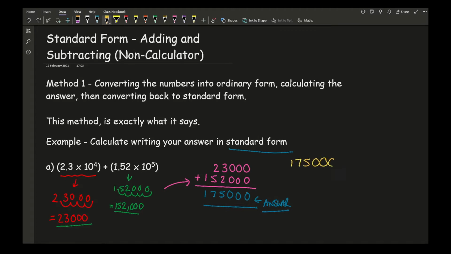175,000 into standard form. So again, I look at the non-zero numbers at the front. So that's 1. Convert that as a number between 1 and 10. So that's 1.75 times 10. And then I need to put my decimal point in the 1.75, and then just count 1, 2, 3, 4, 5, and there is my final answer.